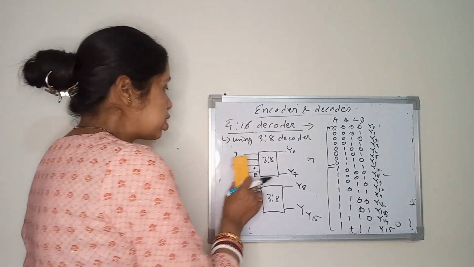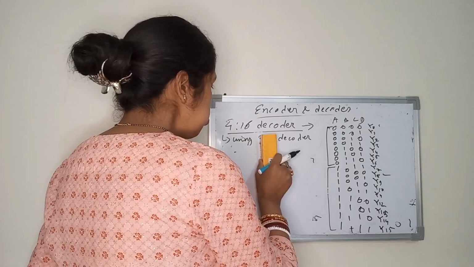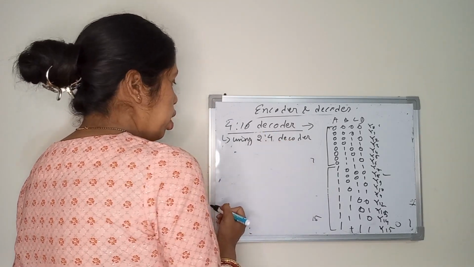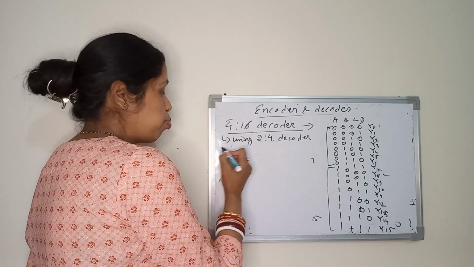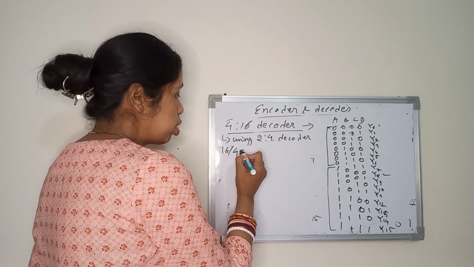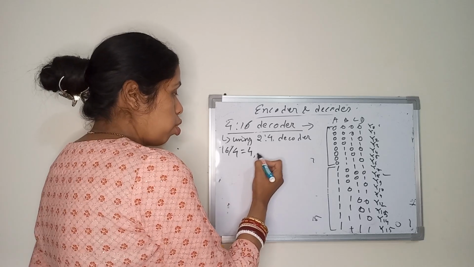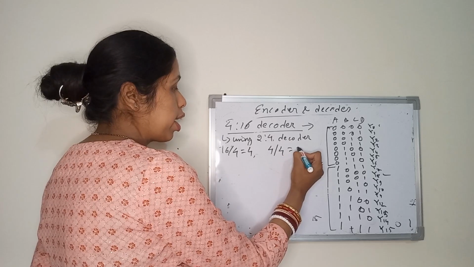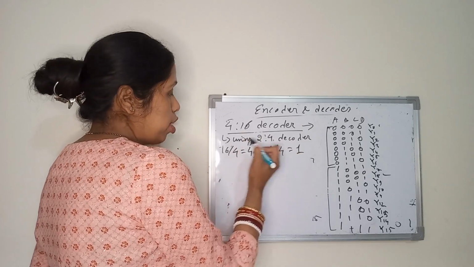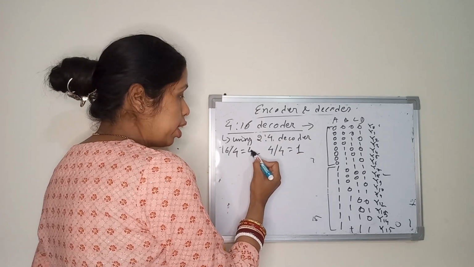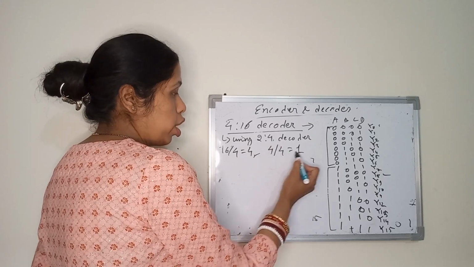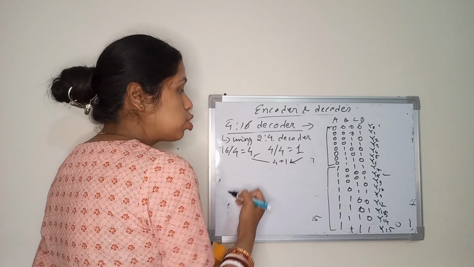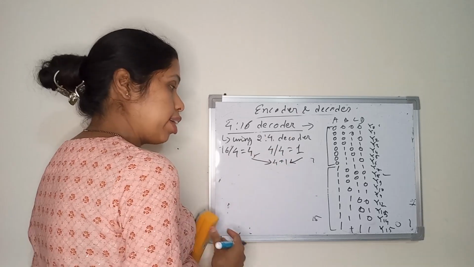Right. Next, how can you design it using 2:4 decoders? Again I am dividing 16 by 4. If you divide 16 by 4, you will get 4. And again if you divide this 4 by 4, you will get 1. So in total 4 plus 1, that is 5, 2:4 decoders are required.